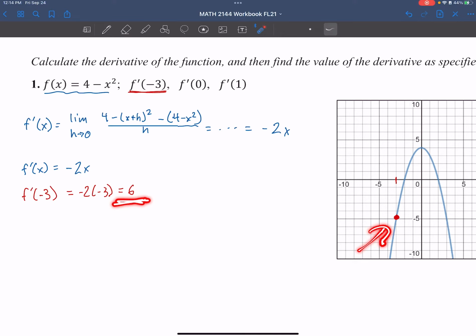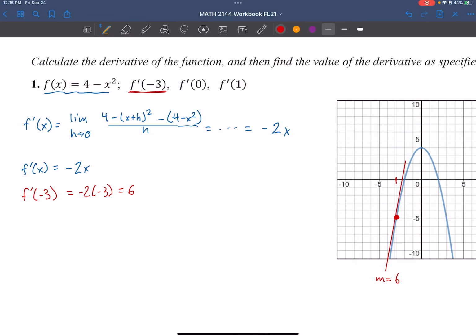And indeed it is. So again, this 6, if we were to go ahead and draw the tangent line, so this right here is the tangent line, this has a slope of 6, which we got by plugging negative 3 into the derivative.